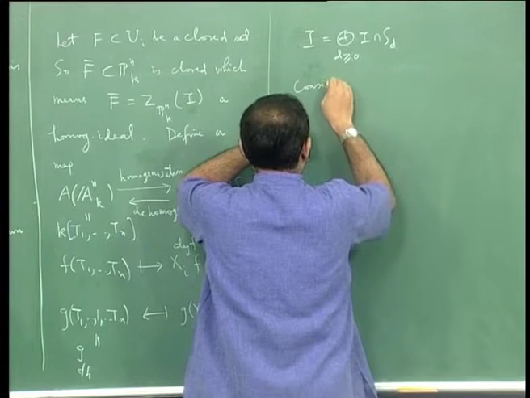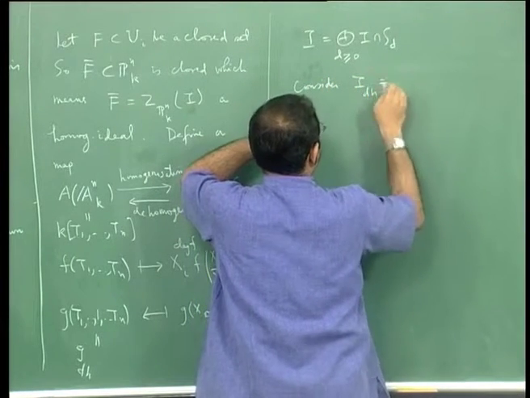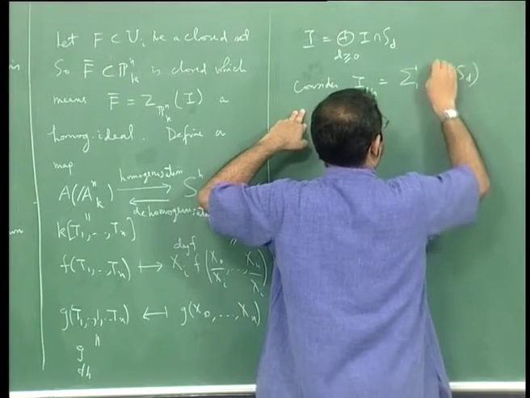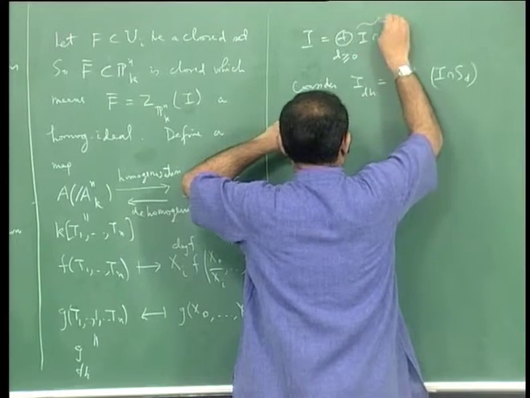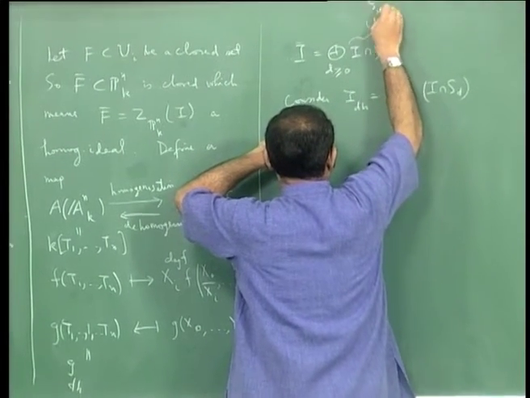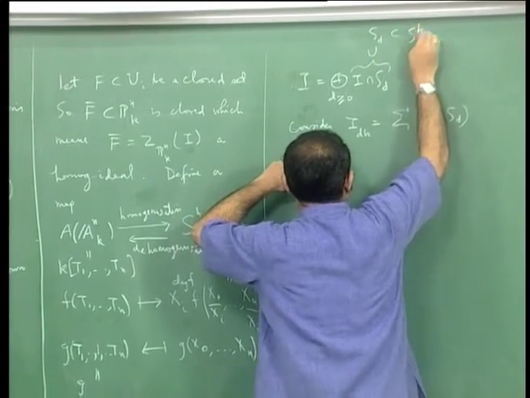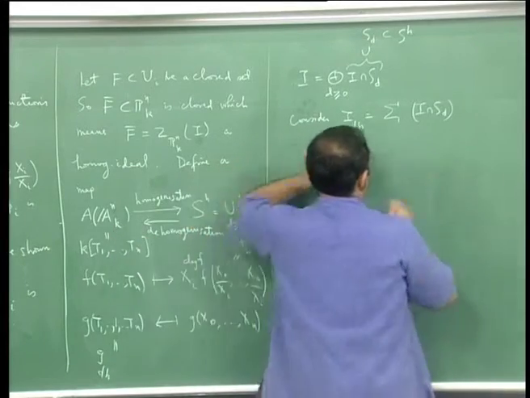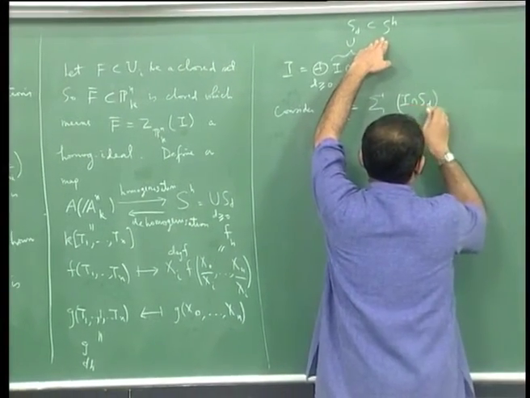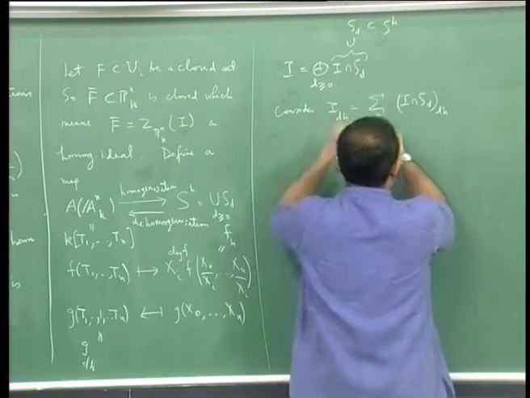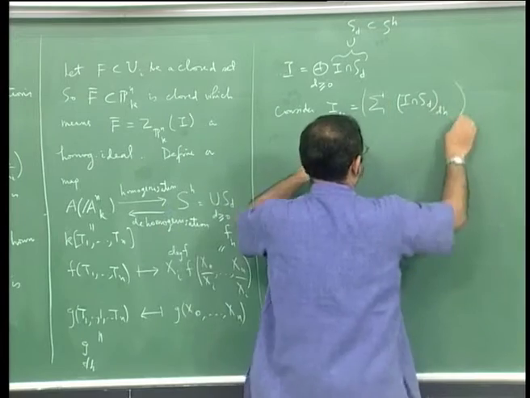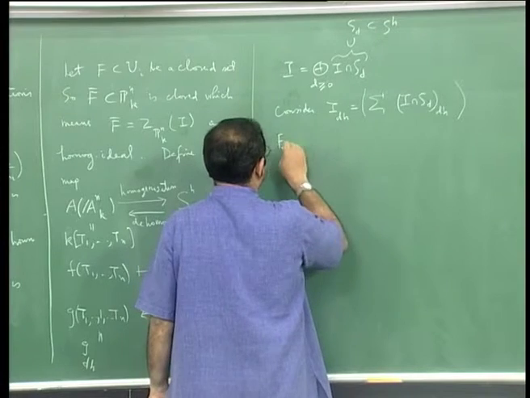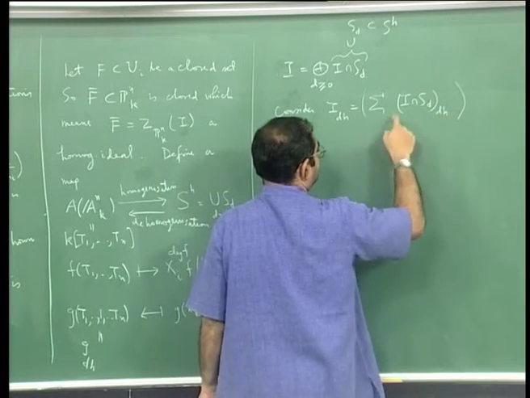consider I dh, which by definition is the summation of the dehomogenizations of I intersection SD. See, mind you, I intersection SD is sitting inside SD, which is a subset of SH. These are homogeneous elements, and on SH I have this dehomogenization map. Okay, so I simply take I intersection SD and dehomogenize it. Okay, and then I take the sum. Okay, let me for safety take the ideal generated by that. Alright, and this bracket is supposed to mean the ideal generated by this.